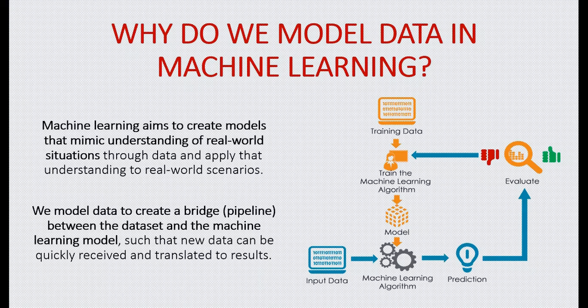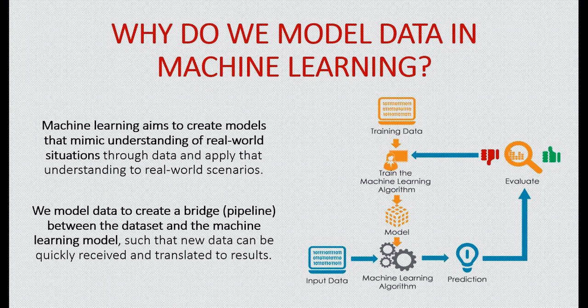The objective of machine learning is to create models that mimic the understanding of real-world situations through data and apply that understanding to real-world scenarios. Now, we model data to act as a bridge because in most business settings, the objective of people is to infer from what they've learned from real-world instances, and then deduce what is to come. We want to be able to create models that can actually do these things.